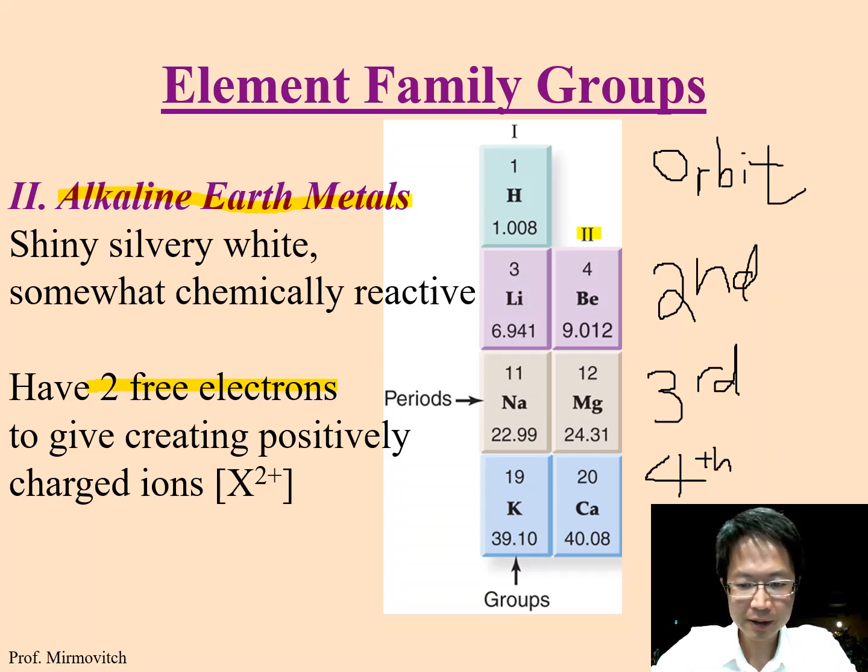And that's why magnesium, after it loses 2 electrons, will become magnesium 2 plus, because it loses the 2 outermost electrons. And calcium will become calcium 2 plus as well after it loses 2 negatively charged electrons.